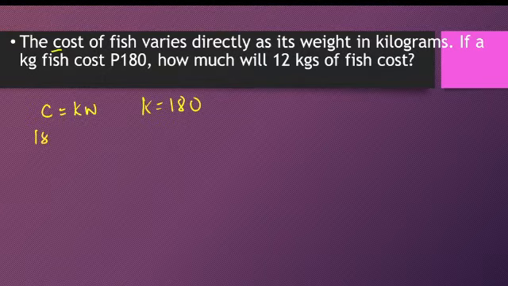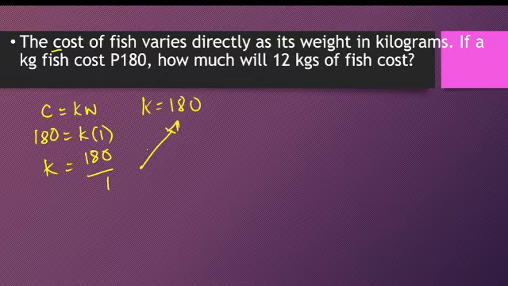So, ang cost niya is 180 equal to K, tapos 1 kilogram. Okay? So, para makuha yung K, that is 180 divided by 1. That's why nakuha natin yung K, which is 180 pesos. So, ang tanong, how much will 12 kilograms of fish cost?